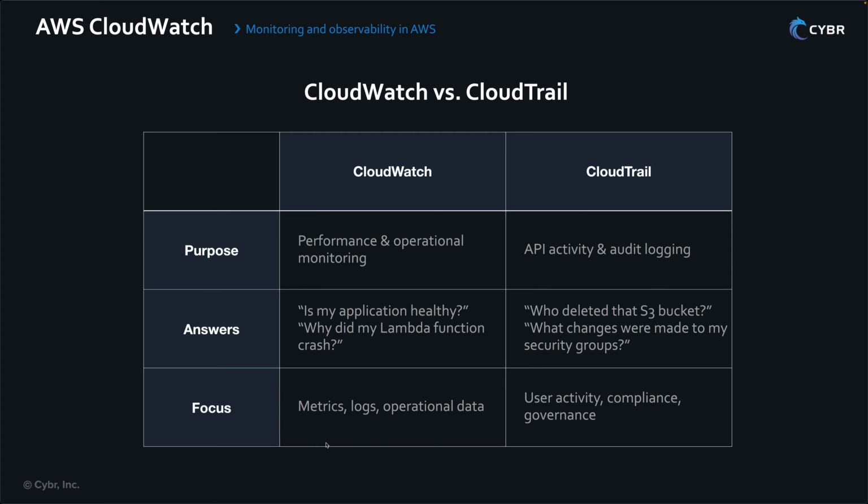So the primary focus of CloudWatch is going to be to provide and monitor metrics, logs, as well as operational data. Versus if we look at CloudTrail, its primary purpose is to log API activity and to also provide us with audit trails. So we can answer questions like, who deleted my S3 bucket, or who accessed S3 data objects, or even things like what changes were made to my security group, when, and by who. So we're really talking about a focus for user activity logging, as well as compliance and governance logging. They do serve very different purposes, and those are key differences to understand.